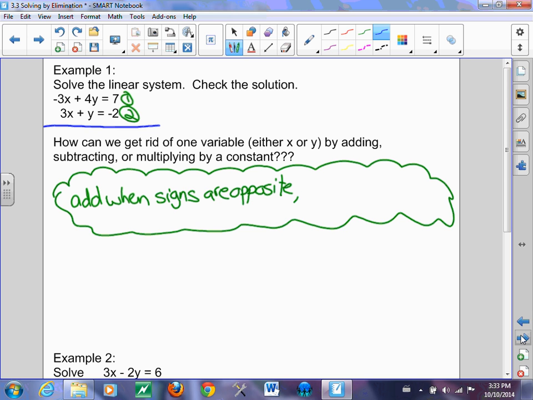But we're going to subtract when signs are the same.